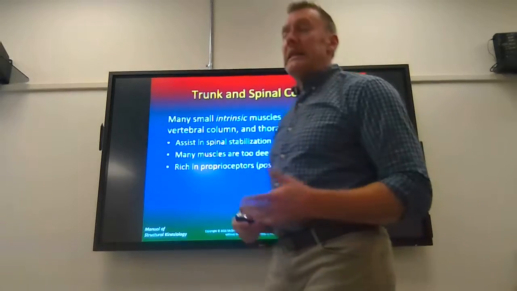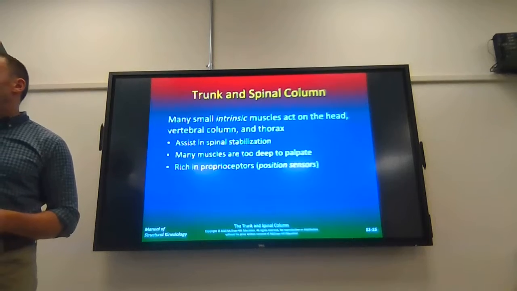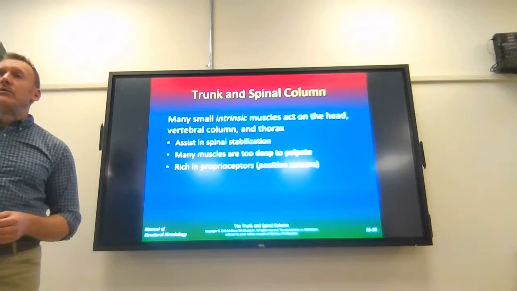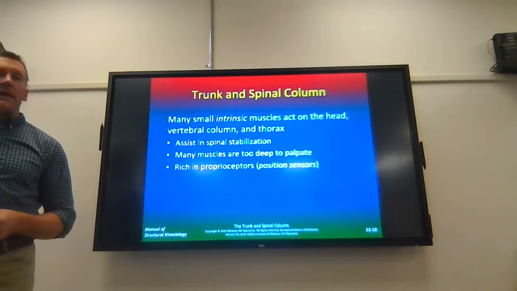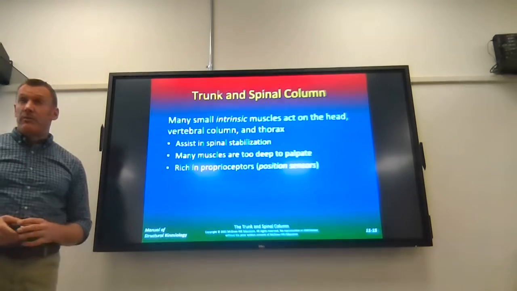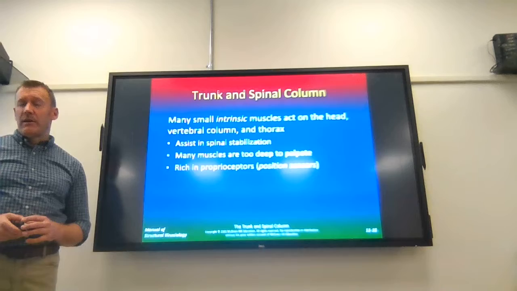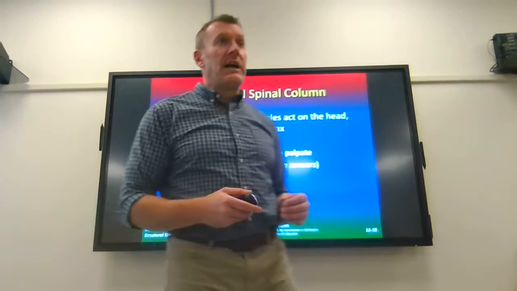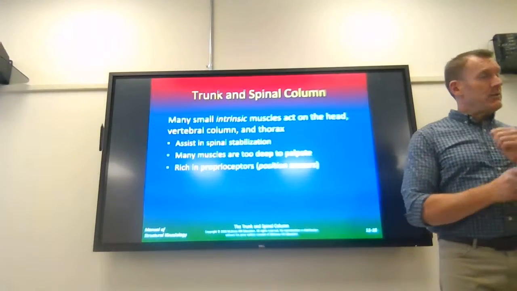So there's a lot of small intrinsic muscles in this area that are too deep to palpate. We're going to go over the most important ones involved with movement. So the best thing would be just to use your study guide to get an idea of which muscles you need to know and the actions. A lot of these muscles are very rich in proprioceptors. So remember we talked about muscle spindles, Golgi tendon organs. Muscle spindles respond to stretch. That would be important with the spinal column because you want it to be stable.